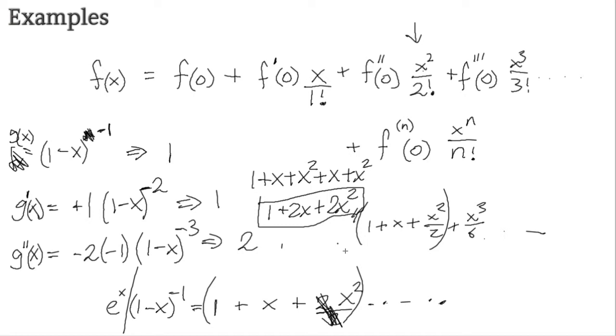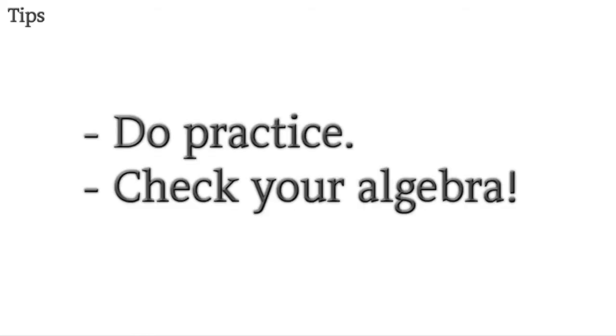And again, I do not guarantee I didn't make an algebraic mistake here, so the point is to teach you how to do Maclaurin, not that I need to be perfect, right? But I'll try to be perfect. I think this should be right. So for the tips, make sure you do your practice, and also check your algebra after you've done your questions, because again, it's very easy to make silly mistakes.